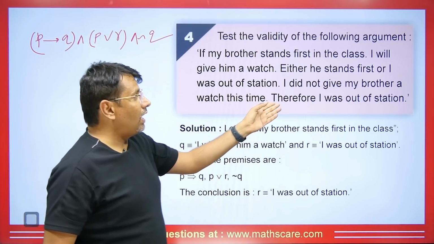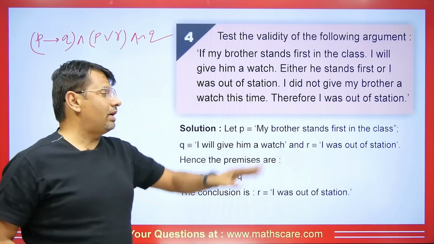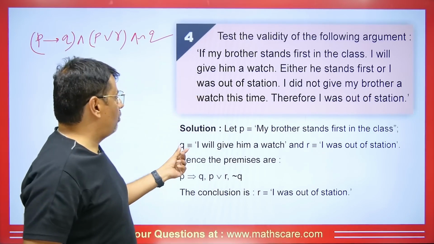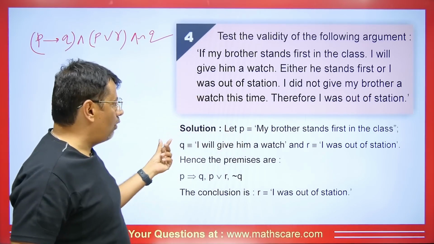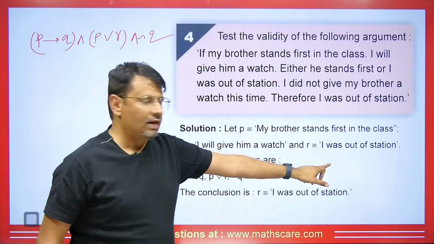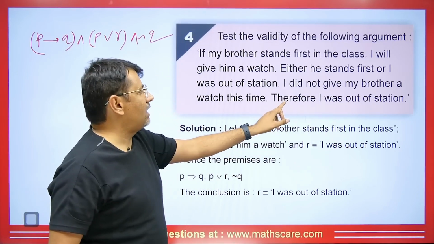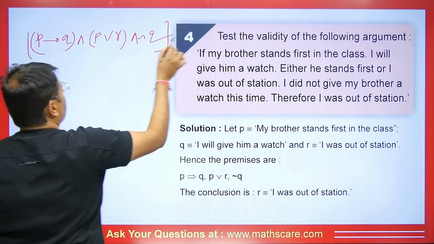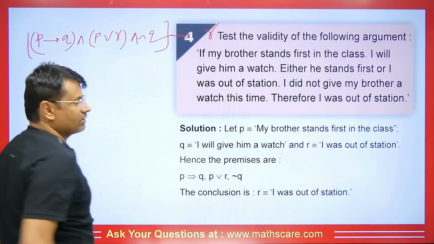Okay. Therefore, I was out of station. So the conclusion is given that I was out of station. Listen, what is P saying here and what is out of station here? It's R. I was out of station denotes R, right? Here it is said that therefore I was out of station. This means that here we will get an implication and the conclusion is that I was out of station.